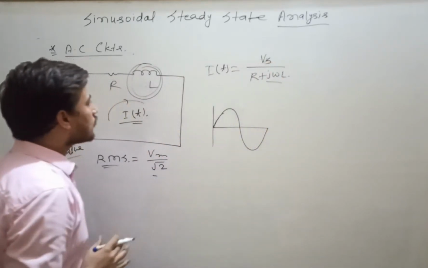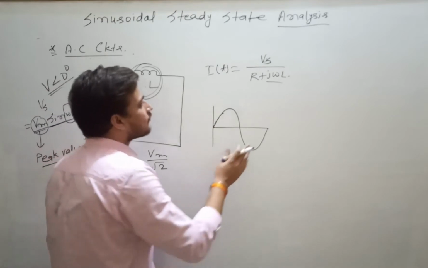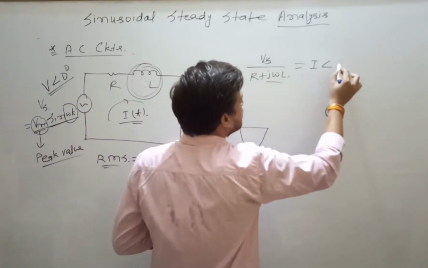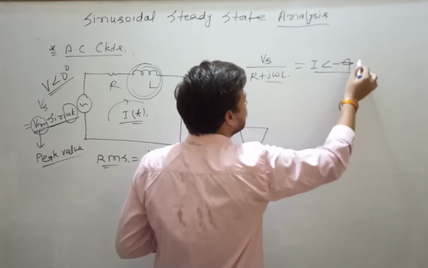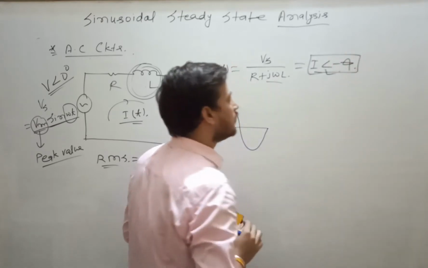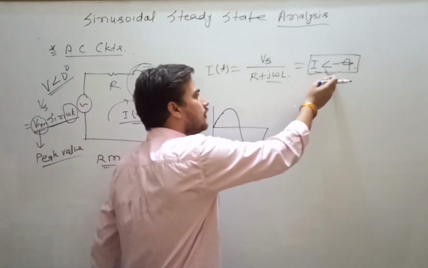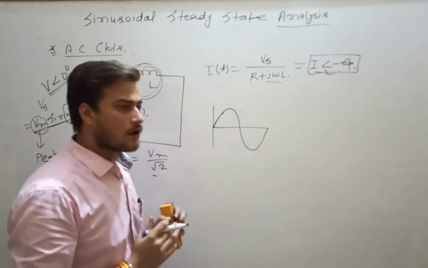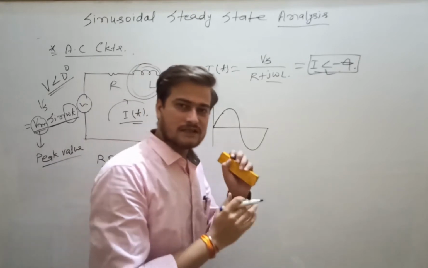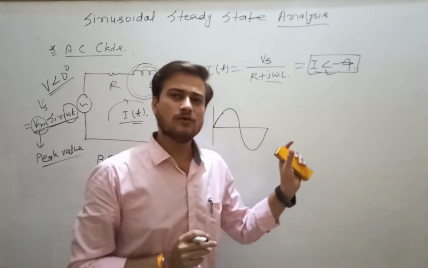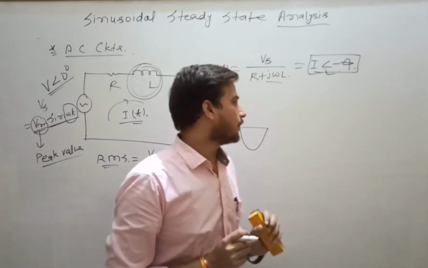Next, if you talk about the capacitor, so here what will happen? You will get some current like I at some phase angle, and for the inductor it will be negative. If it is a pure inductor, then here the angle will be minus 90 degrees, or if it is the combination of resistor and inductor, then the angle will lie between 0 and minus 90 degrees.